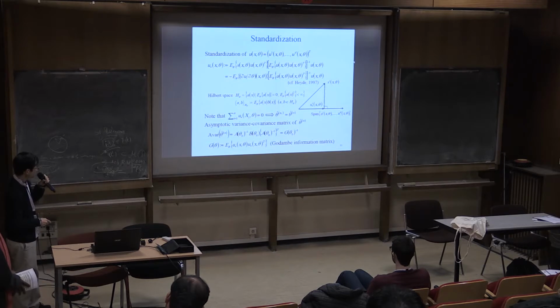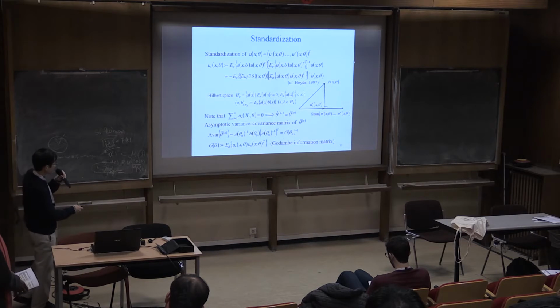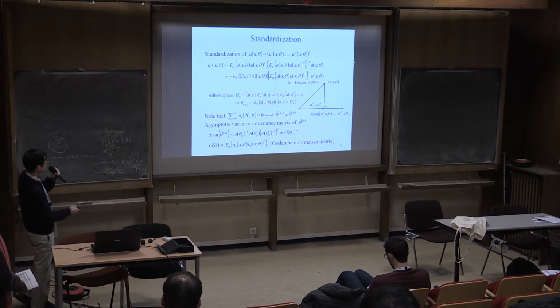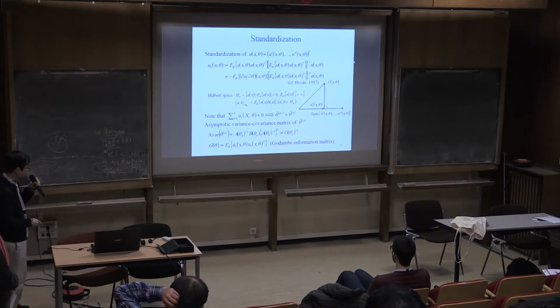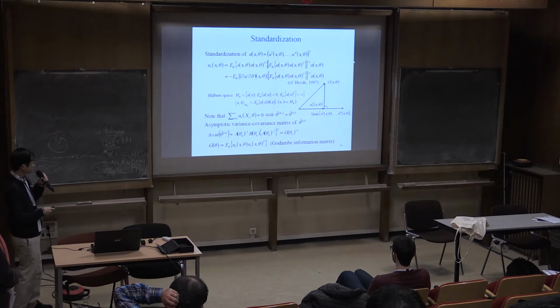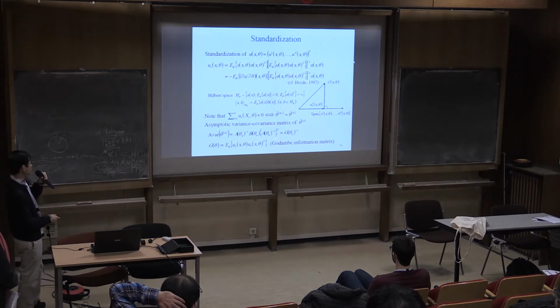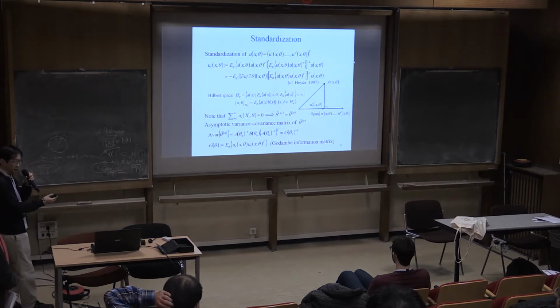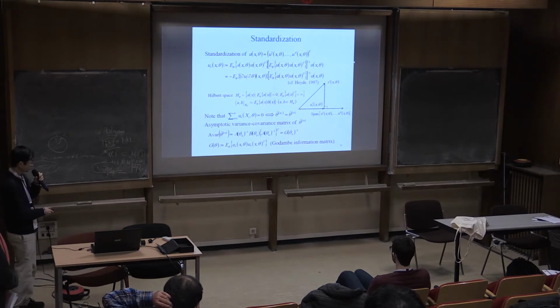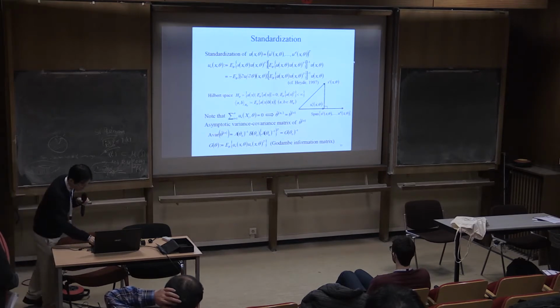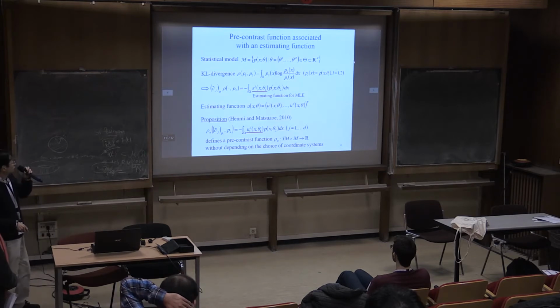The asymptotic variance-covariance matrix is also the same, but the form is a bit different. We can rewrite the variance-covariance matrix of this estimator as the matrix G. If we use standardization, then the variance-covariance matrix can be written in a form similar to the Fisher information matrix. This is sometimes called the Godambe information matrix.